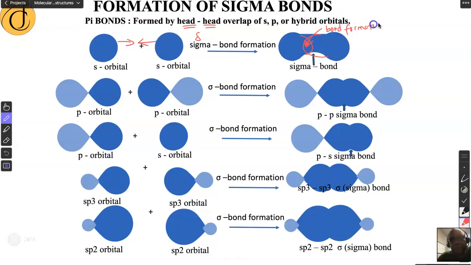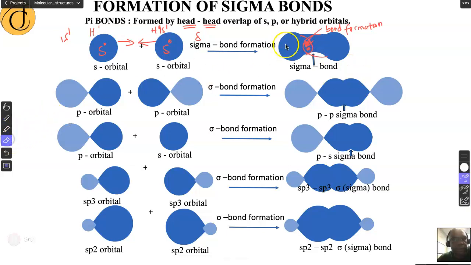A typical example is hydrogen with 1 electron and another hydrogen with 1 electron. Obviously, those electrons are in the 1s1. You must have already learned about electronic configuration. So it's 1s1, 1s1. So these s orbitals have a single electron, and when those electrons meet up, they make a bond.